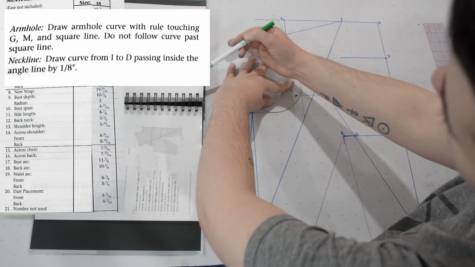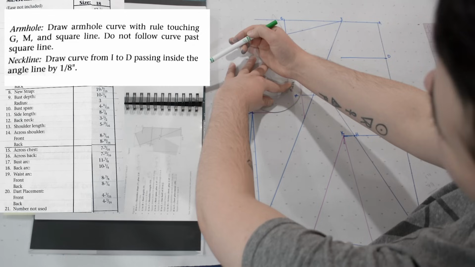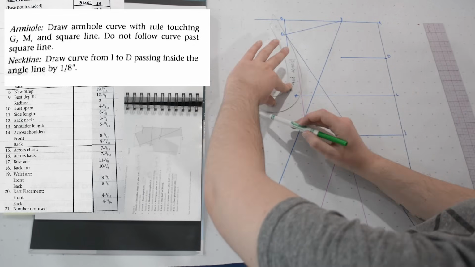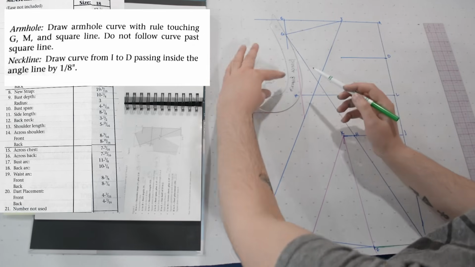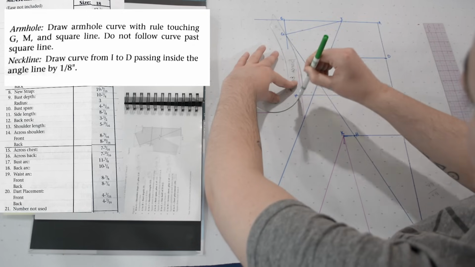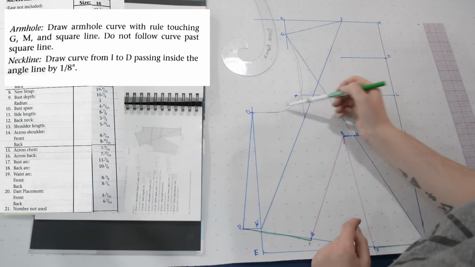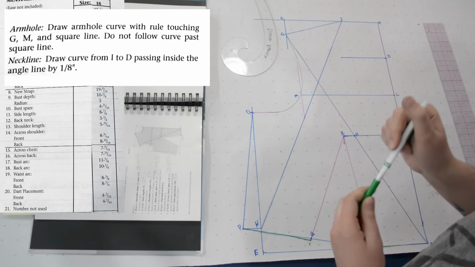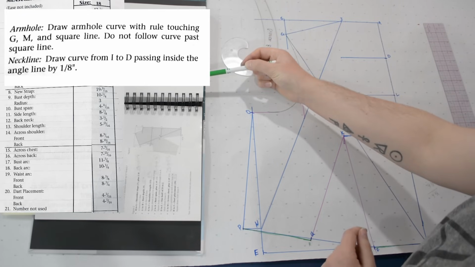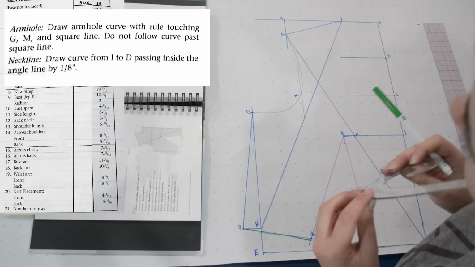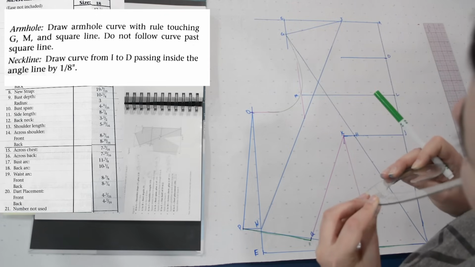Square line and square line. Do not follow curve past square line. So don't follow the curve past under here is what it's saying. So I'm going to go ahead and go from G through M down to this squared line out from O. And that is going to be our armhole. Amazing. Magic. Neckline. Draw a curve I to D passing the angle line by 1/8.